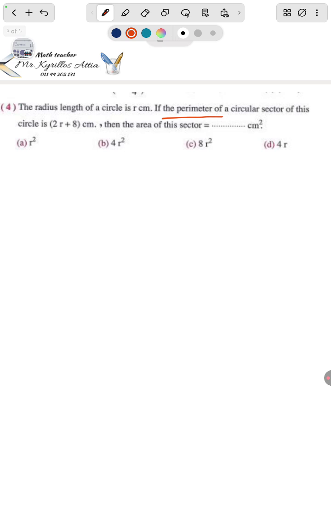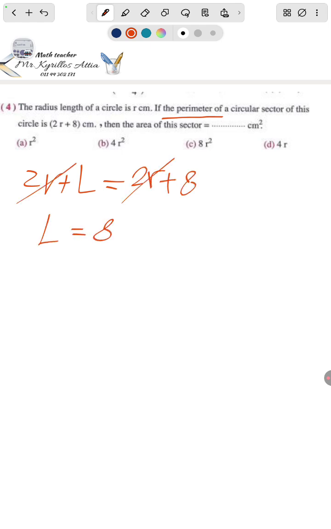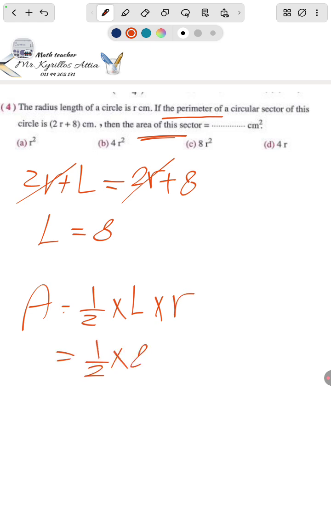The radius length of a circle is r, and the perimeter of the circular sector of this circle is 2r plus 8. We know that the perimeter of a circular sector is 2r plus l, so 2r plus l equals 2r plus 8. We can cancel 2r with 2r, so l equals 8. Then the area of the sector equals half times L times R. Half times 8 equals 4, 4 times R equals 4R, letter D.